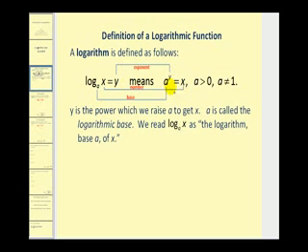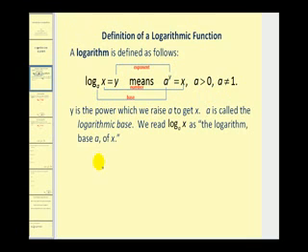So since a logarithm is an exponent, it should seem logical that we can write a log equation as an exponential equation. Notice a would be the base, y would be the exponent, and x would be the number. We could say that y is the power which we raise a to get x. And we should note that a has to be greater than 0 and a cannot equal 1.